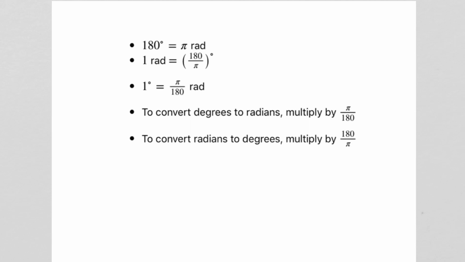180 degrees equals pi. 1 radian equals 180 over pi. 1 degree equals pi over 180. To convert to radians, you multiply by pi over 180. To convert radians to degrees, you multiply by 180 over pi.